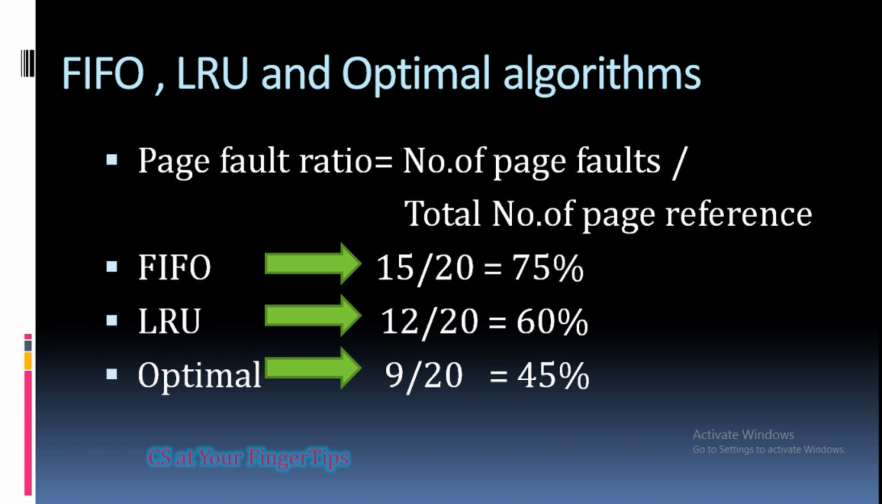And the optimal page replacement algorithm produced only 9 page faults out of 20 memory references. The page fault ratio of the optimal algorithm is good compared to FIFO and LRU. But in the case of the optimal algorithm, in order to replace a page that will not be used for the longest period of time, it requires future knowledge of memory references. Therefore, this algorithm is difficult to implement.